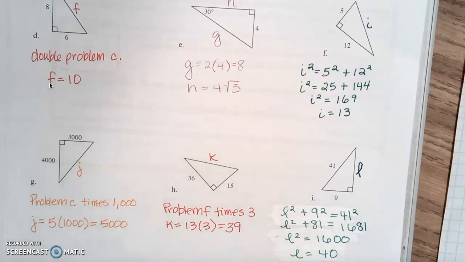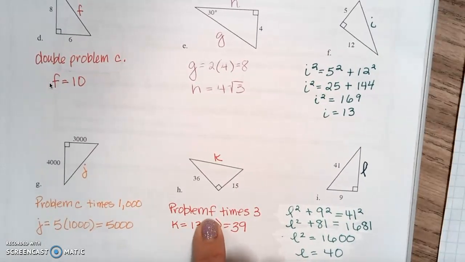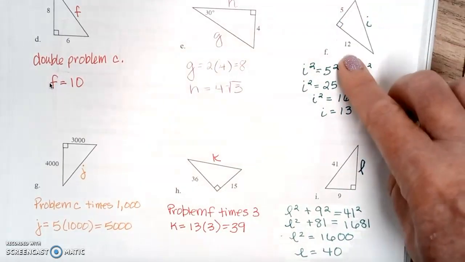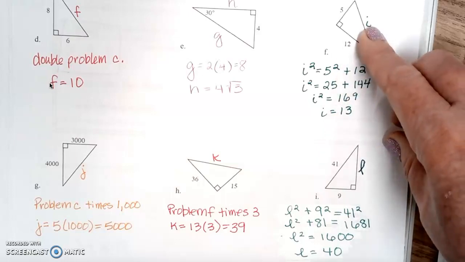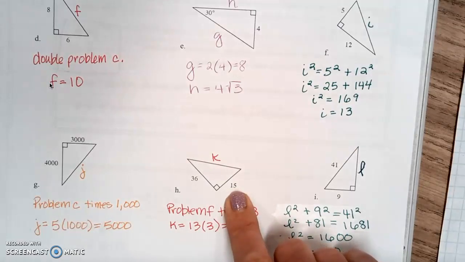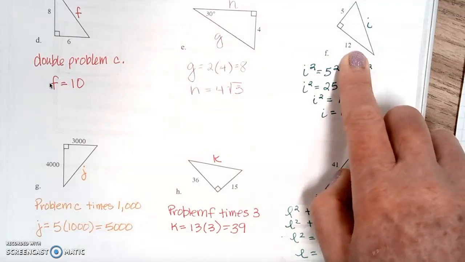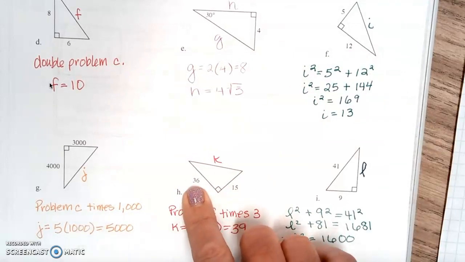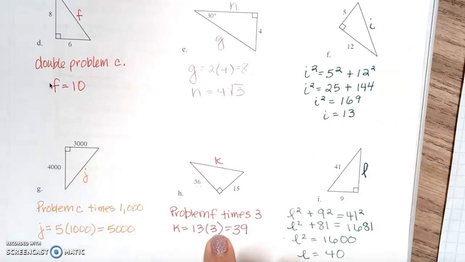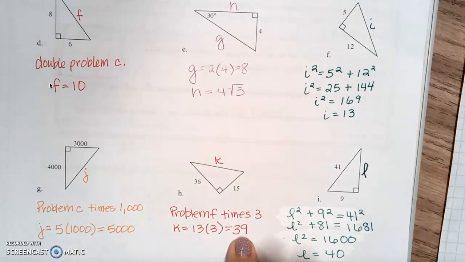Triangle H. Triangle H is like triangle F that we had up here, where we had 5, 12, and 13. If we look here, we would multiply the short leg by 3 and the longer leg by 3. So if we know the length of the hypotenuse is 13, we can multiply it by 3 to get 39.